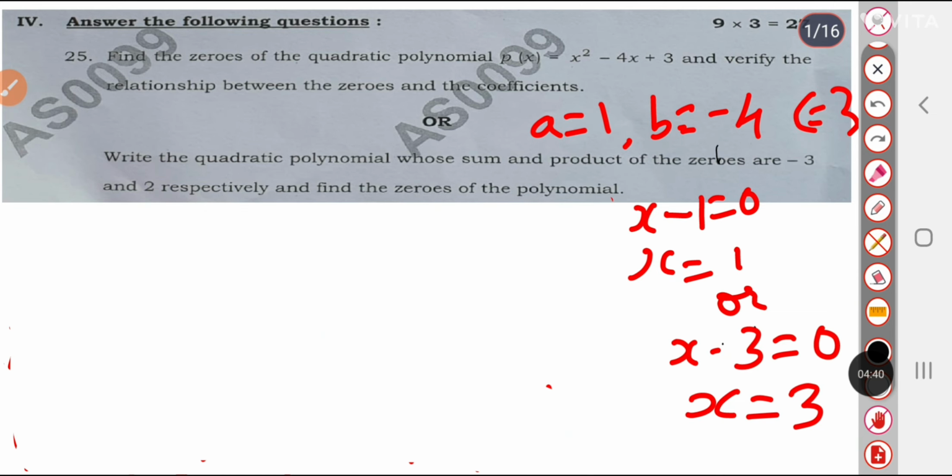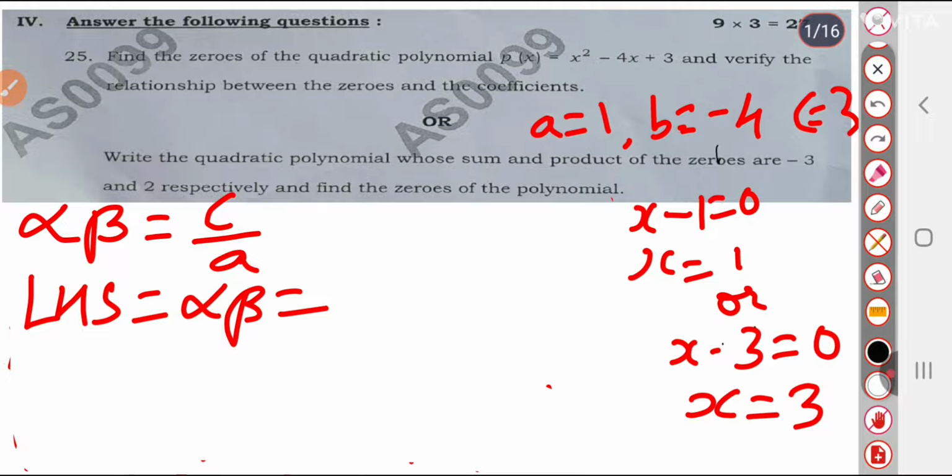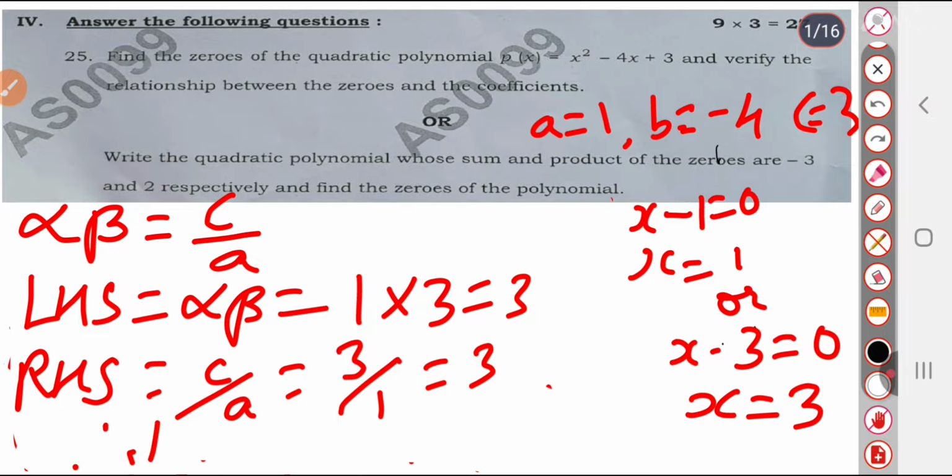Now we'll find product of zeros, that is alpha into beta is what? C by a. In this LHS is equals to alpha into beta is what? Alpha is 1, beta is 3. So 1 into 3 is equals to 3, and RHS is equals to C by a, that is 3 by 1 is equals to 3. Therefore LHS is equals to RHS.